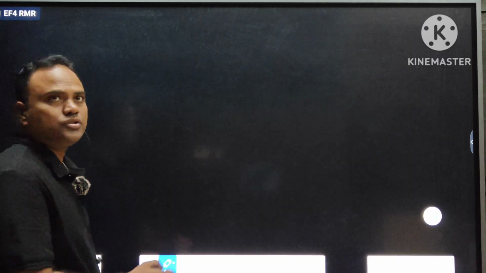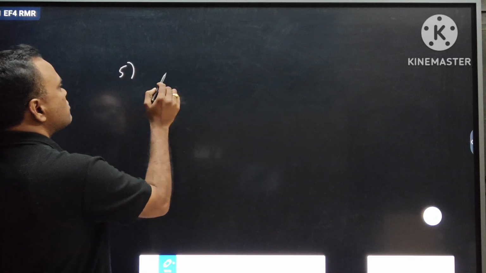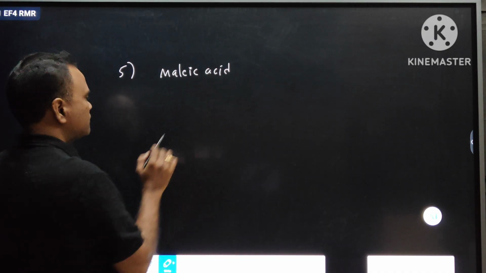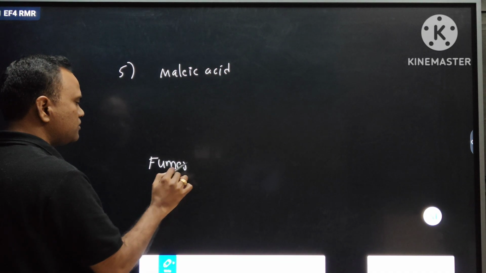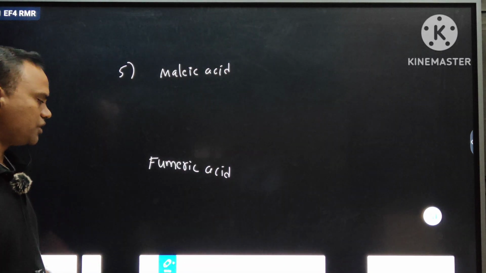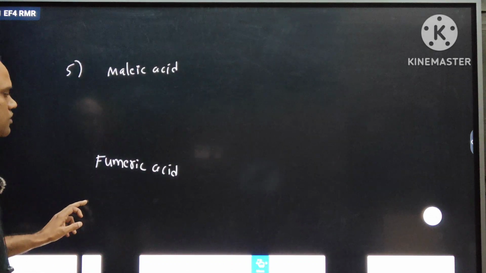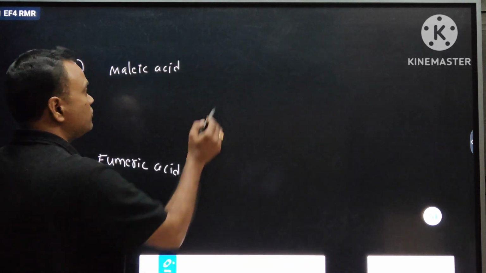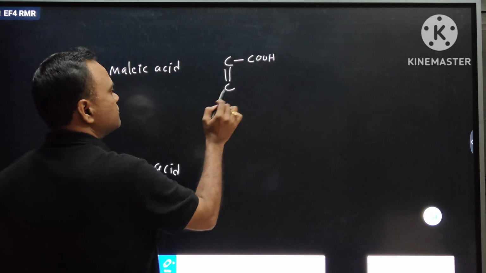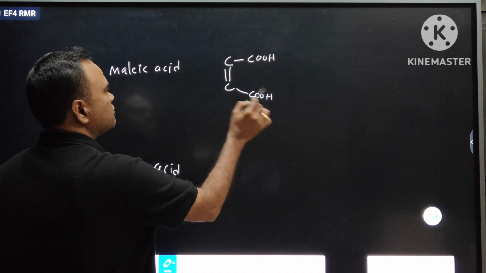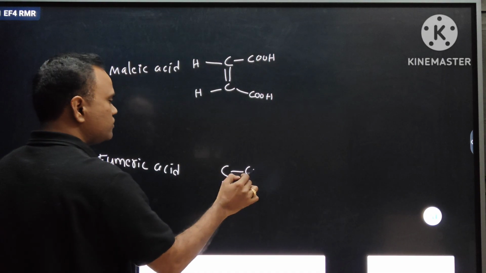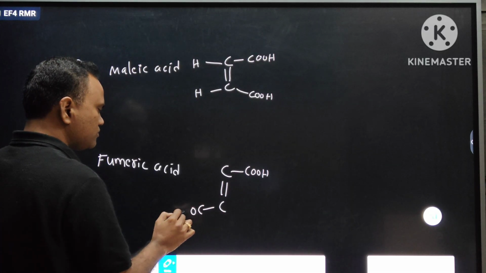Last example under acidic nature: maleic acid, fumaric acid, important. Yesterday I gave the structures of maleic acid and fumaric acid, right? In maleic acid, two COOH groups are present on the same side, or not? In fumaric acid, two COOH groups are present in opposite directions to the double bond.